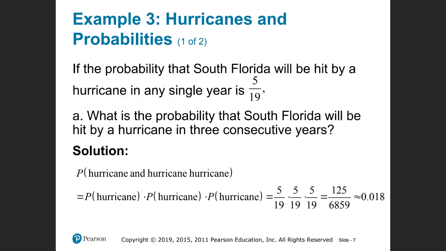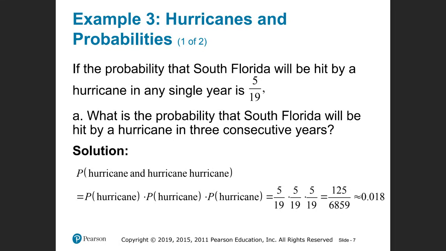Example 3. If the probability that South Florida will be hit by a hurricane in any single year is 5/19, we want to find the probability that South Florida will be hit by a hurricane in 3 consecutive years. So the probability of hurricane and hurricane and hurricane would be the probability of a hurricane times the probability of a hurricane times the probability of a hurricane.